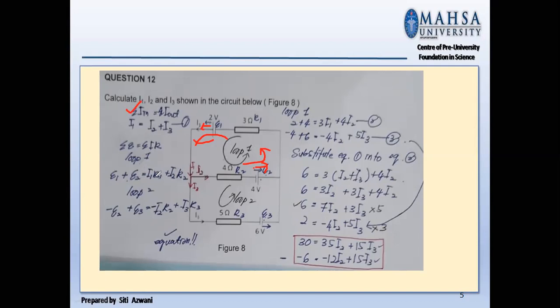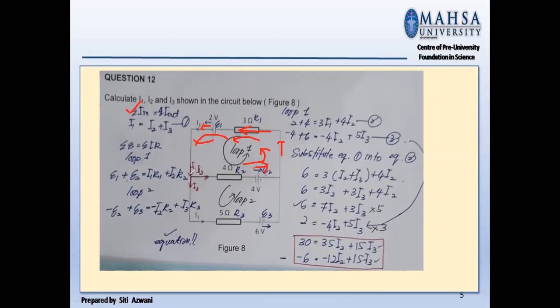Next, equal to I1 R1. Here you have R1, so positive. Why positive? Because of the current I1 across R1. You have a current flow here, I1, and it is the same as the direction of your loop 1. So you must write a positive sign on your I1 R1.